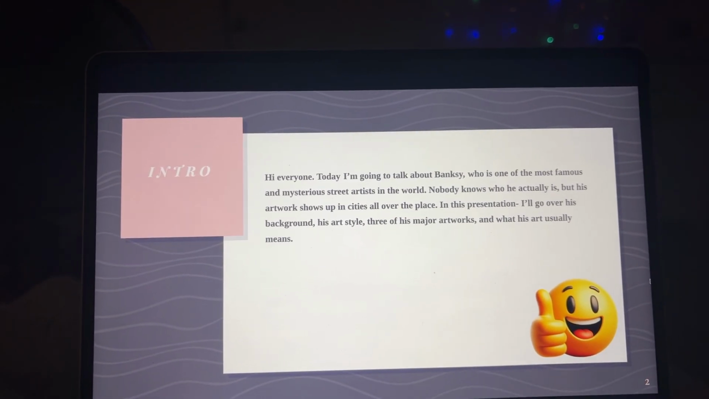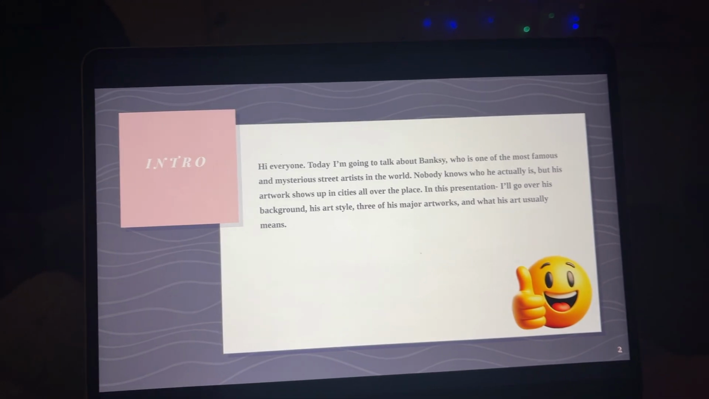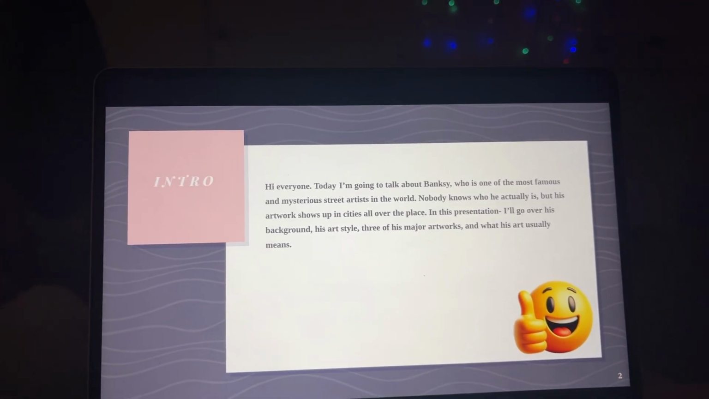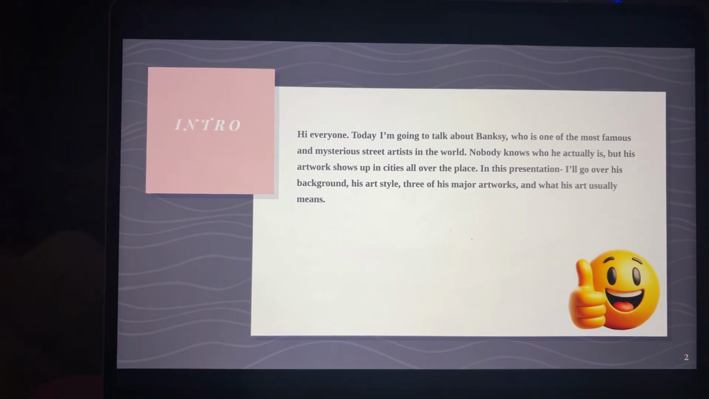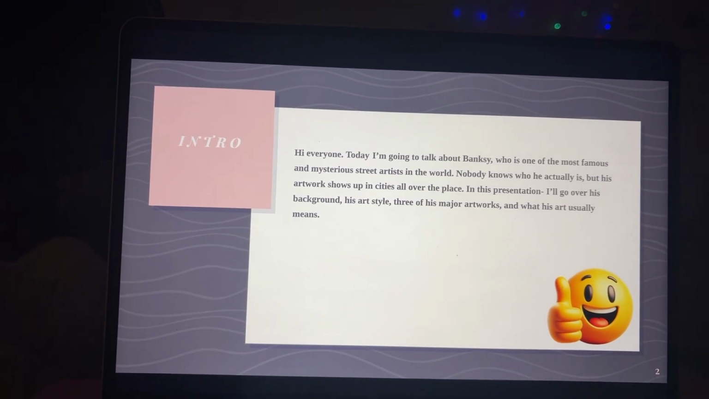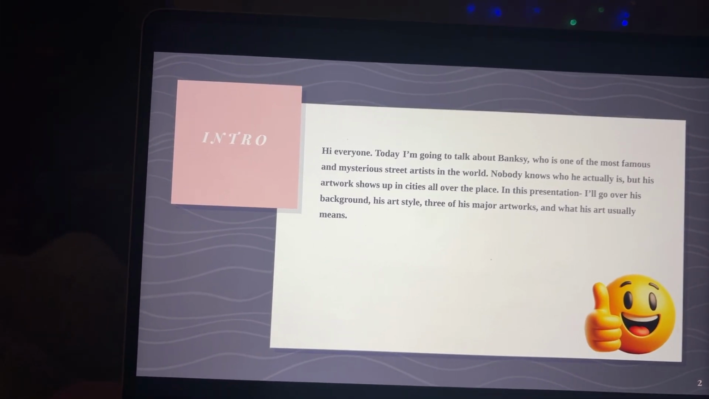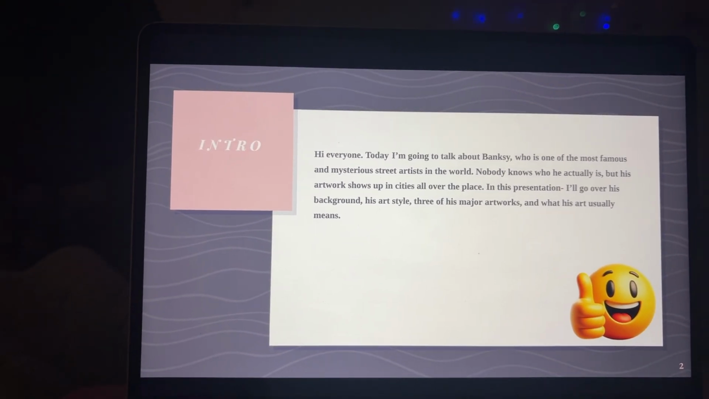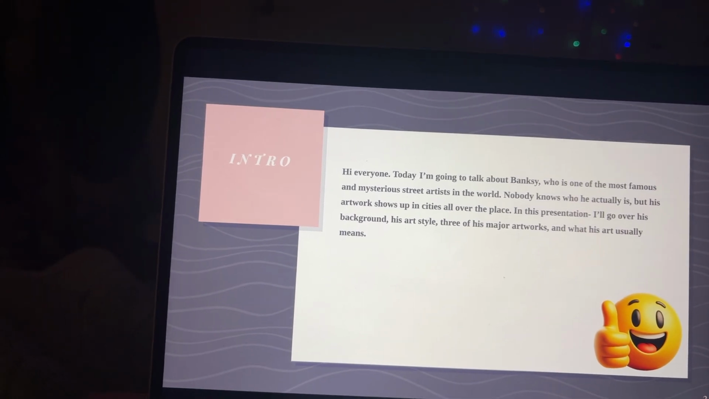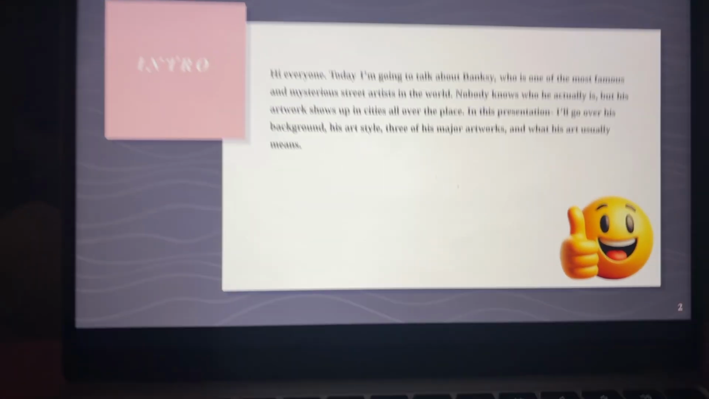Hi everyone, today I'm going to talk about Banksy, who is one of the most famous and mysterious street artists in the world. Nobody knows who he actually is, but his artwork shows up in cities all over the place. In this presentation, I'll go over his background, his art style, 3 of his major artworks, and what his art usually means.